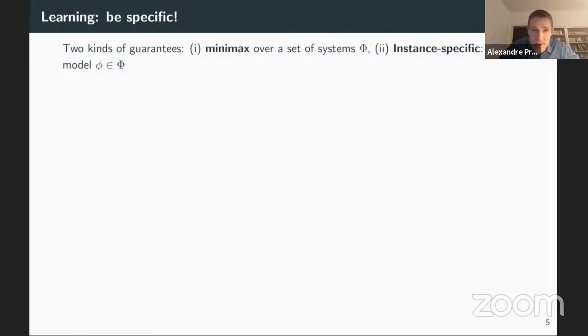Okay. I will try to make you understand that this approach is not appropriate in general for our learning tasks. The second approach that I will try to have here is called instance specific. So it means that we try to have performance guarantees of our algorithm for a given model or given system phi. We want to be optimal for this given model. So we don't want to be optimal in the minimax sense, but in an instance specific sense.